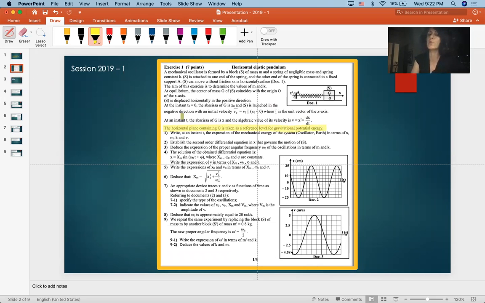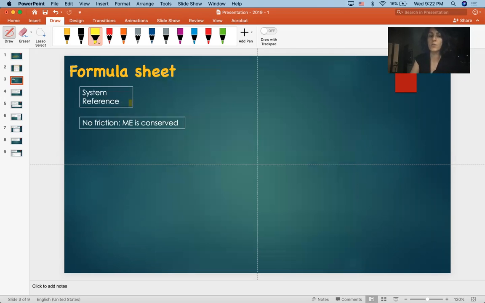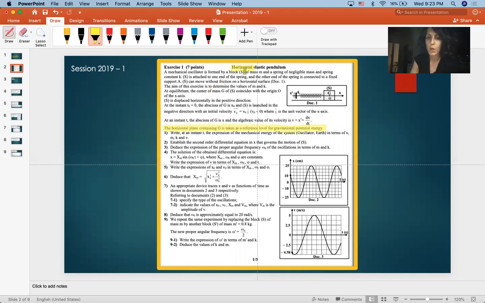So in other words, the whole problem is a horizontal problem. It's going to happen on this horizontal line, and on this line, the gravitational potential energy is equal to 0, so you're not going to take it into account. So step number 1 of starting your problem is write the system, write the reference. Then obviously you have no friction, mechanical energy is conserved, and usually this is stated in the problem. For example, like in here, they would say, let me see, write, establish, deduce. It should be written somewhere, okay? I'm gonna find it for you and we're gonna highlight it very well.